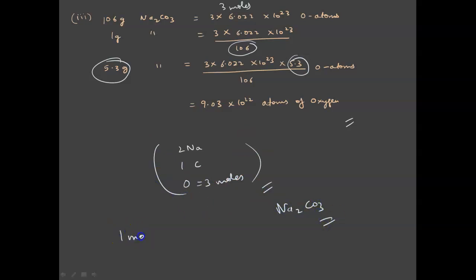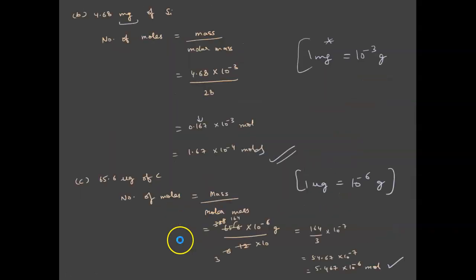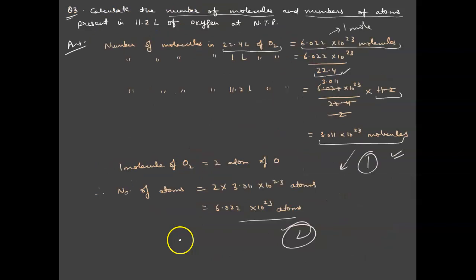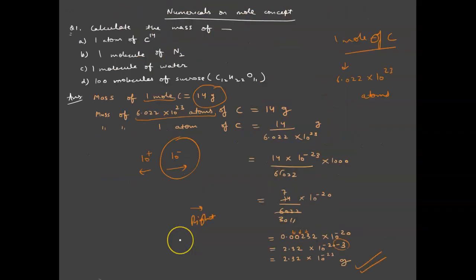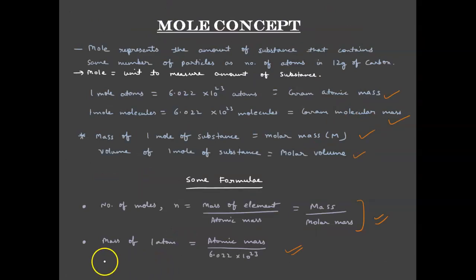Remember one thing, 1 mole equals 6.022 into 10 to the power 23 particles, whether atoms, molecules, electrons or ions. So this is all about the mole concept. What is a mole? How to calculate moles? I have told you 2 methods: the formula method and the unitary method.